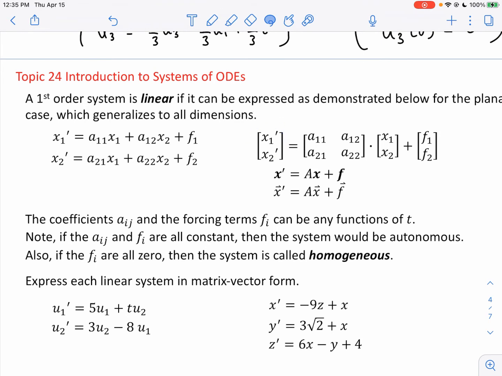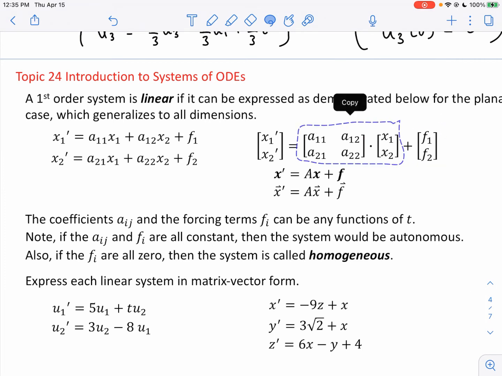And that's equal to the square matrix of the coefficients, A11, A12, A21, and A22. And that gets multiplied by a 2x1 vector of the functions, x1, x2. And then to that, you add a 2x1 vector of the forcing terms.